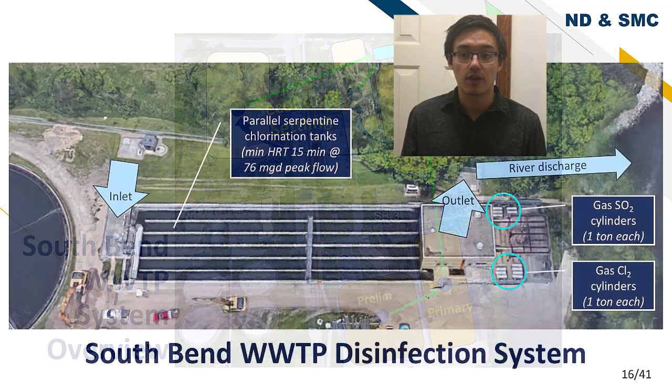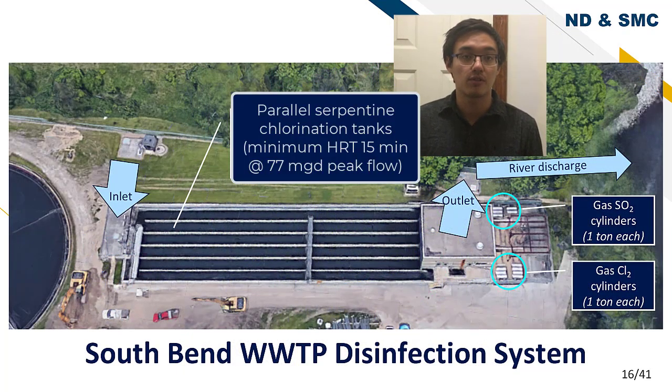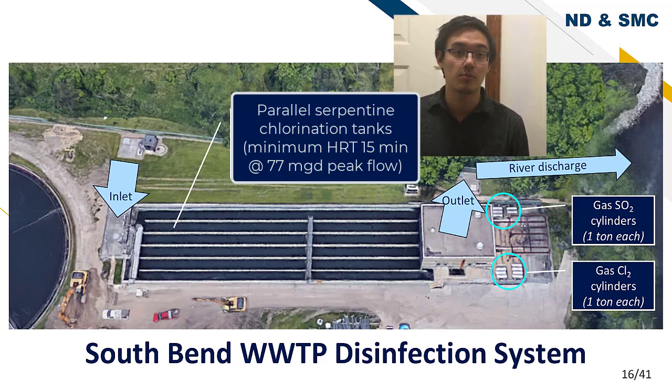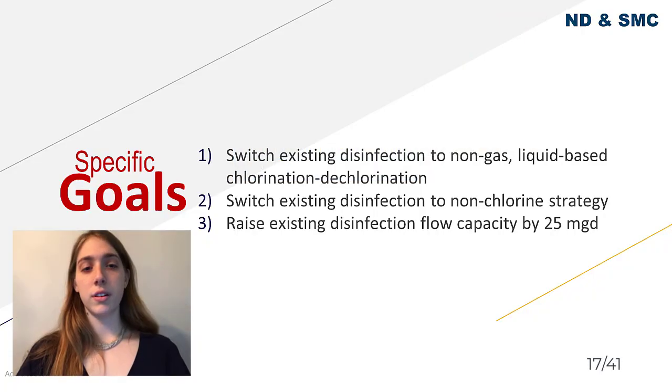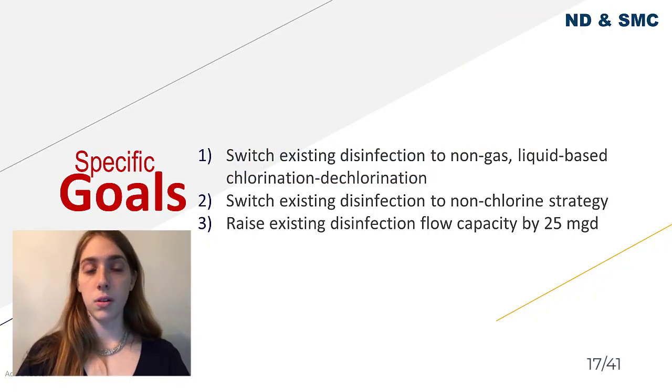The existing disinfection system can handle 77 MGD peak flow with 2 parallel serpentine tanks with a minimum 15-minute contact time. To the right of the outlet are separate storage rooms for chlorine and sulfur dioxide gas. When building our design, my team and I focused on 3 main goals.